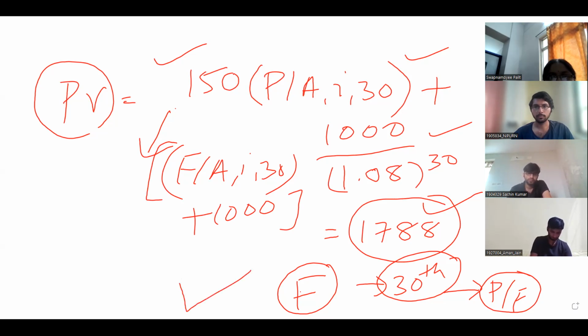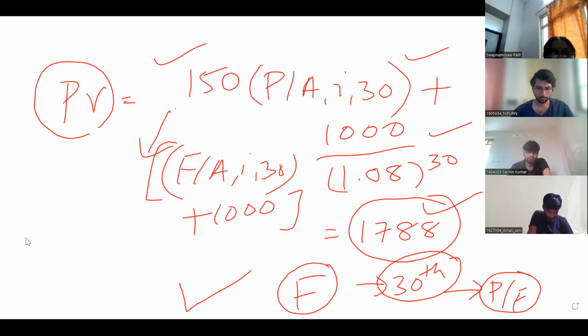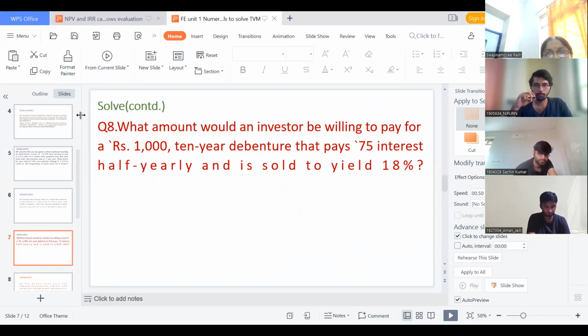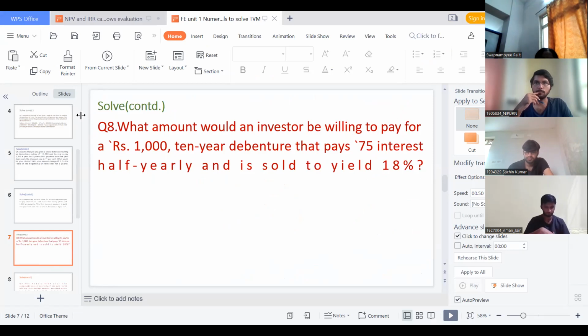Okay, so we move to the second question. Then question number 8. Can you see the PPT, Aman? Yes, ma'am. Okay, so what amount would an investor be willing to pay for a 1000, 10-year debenture that is paying 75 as the interest half yearly and is sold to yield 18%? Calculate 8th number. What is the maximum amount you will be willing to invest in this scheme?